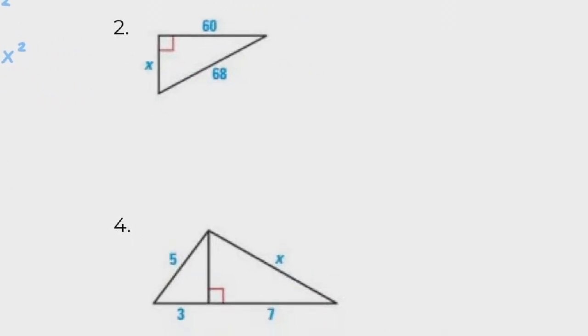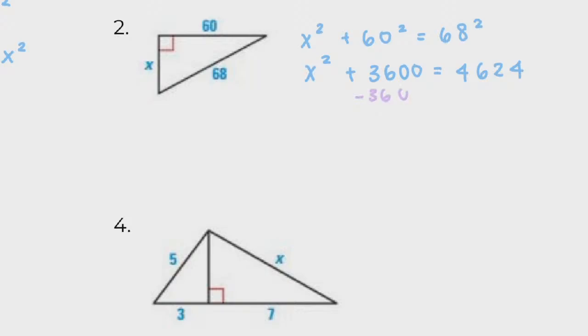For number 2, x is a leg, it's not the hypotenuse. The hypotenuse, again, is the longest side, or across from the right angle. For this problem, it would be 68. So we have x squared plus 60 squared, that's the other leg, equals 68 squared. So we have x squared plus 3,600 equals 4,624. Then to solve, we're going to subtract 3,600. So we get x squared equals 1024. And then square root both sides, and we get 32.